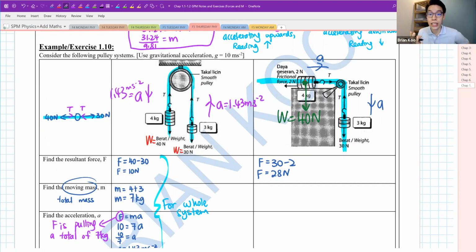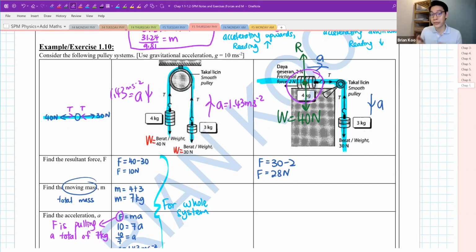Then what happened to the 40 Newton? The 40 Newton is balanced by the normal reaction force. So I have a 30 Newton pulling it down, and there's only one force which is slowing this 30 Newton down. There's one force that is fighting against it, which is the frictional force, the 2 Newton. Then also I will have questions like this. Then teacher, does it mean I can put any weight here? I can put 100 kg, 200 kg here, and it doesn't matter.